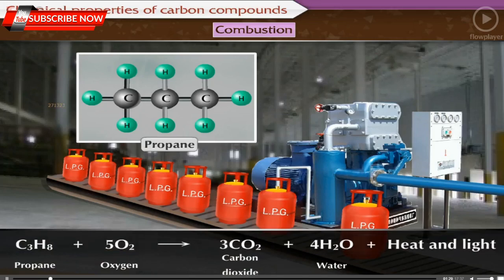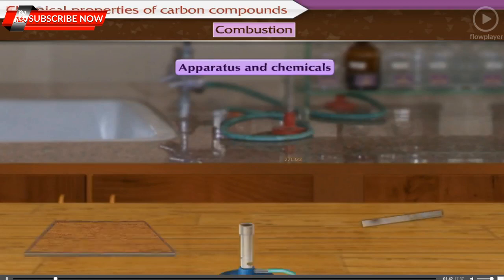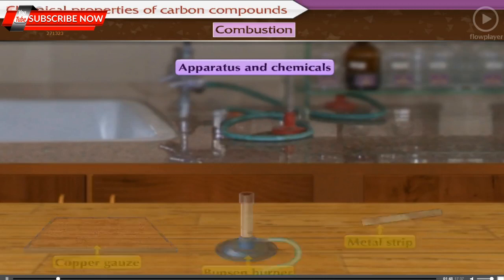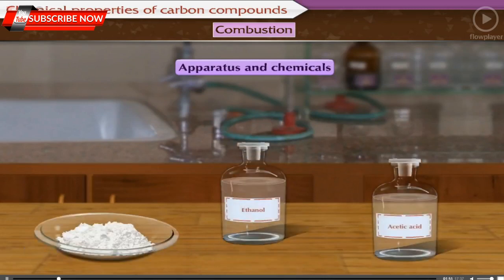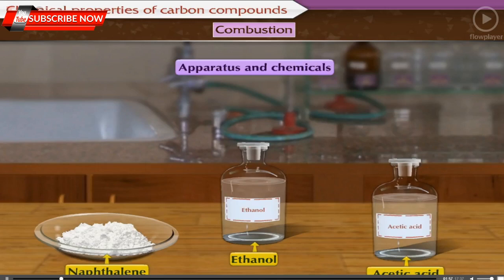To learn more about the chemical property called combustion of carbon, let us perform an activity. Let us first see the apparatus and chemicals required to perform this activity. Apparatus: Bunsen burner, copper gauze, a metal strip, etc. Chemicals: ethanol, acetic acid, and naphthalene. Now let us perform the activity.